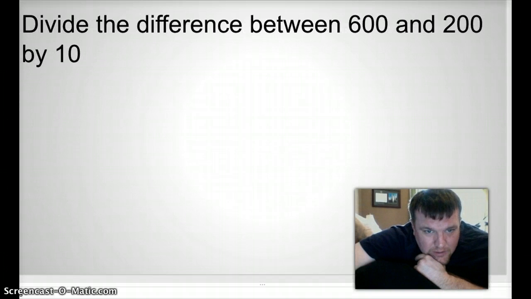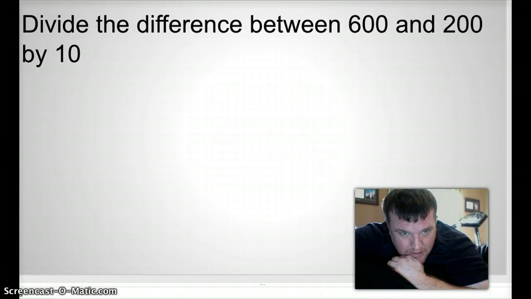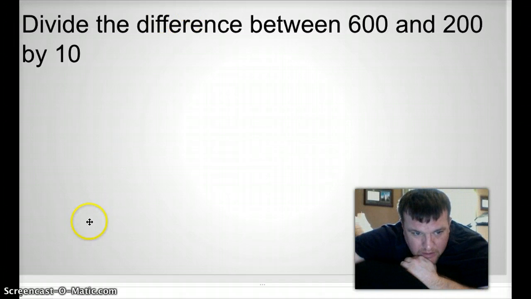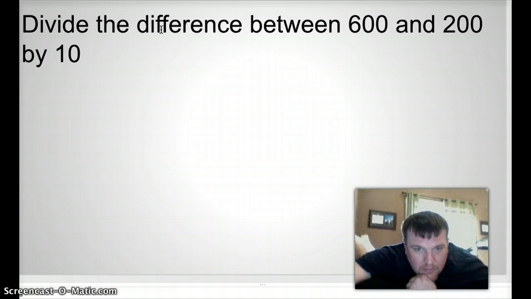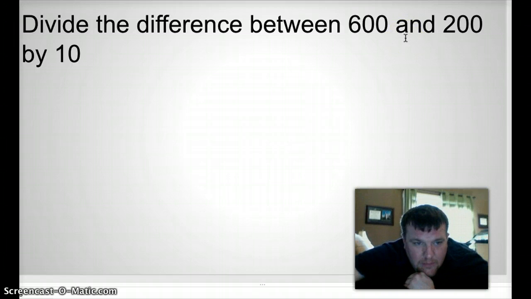Divide, which is one of the harder ones to do, the difference between 600 and 200 by 10. So you need to put that into an expression first. When you're doing this, we need to find the difference of 600 and 200 first, and then divide that by 10. So make sure you're writing it that way. Make sure it's showing that 600 minus 200, the difference, is done first. So you have to use the symbols that tell you to do it first, then divide it by 10.